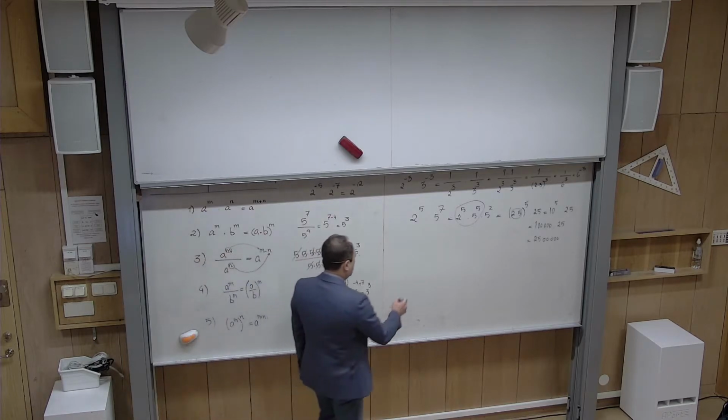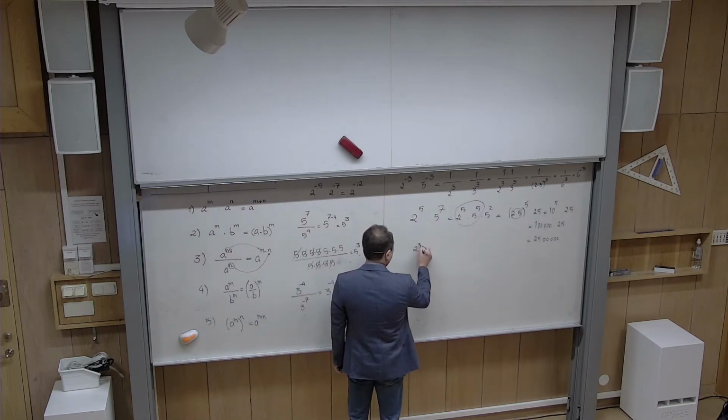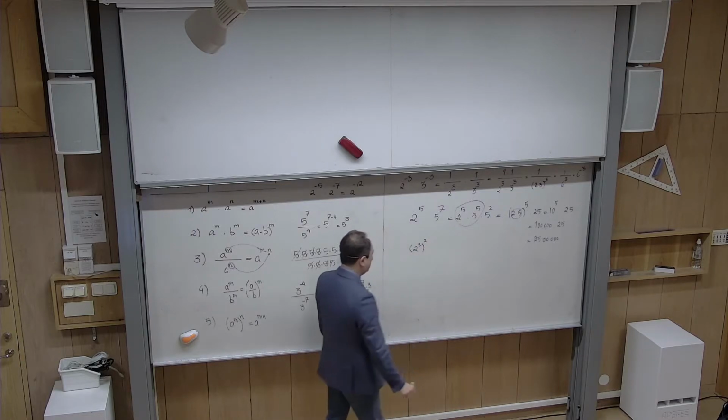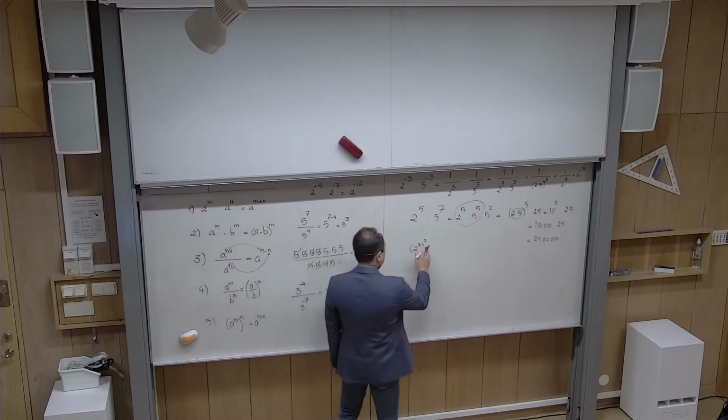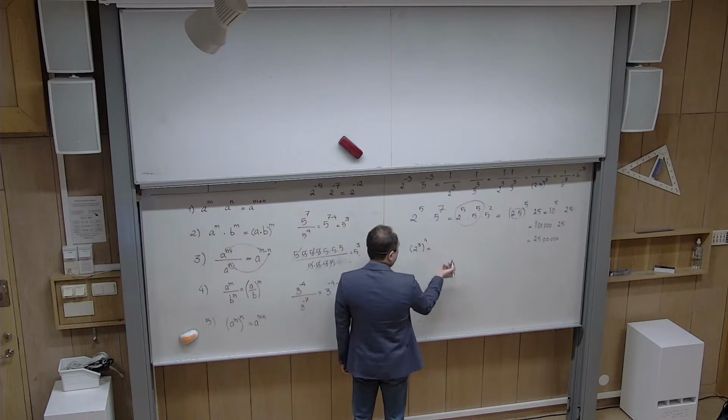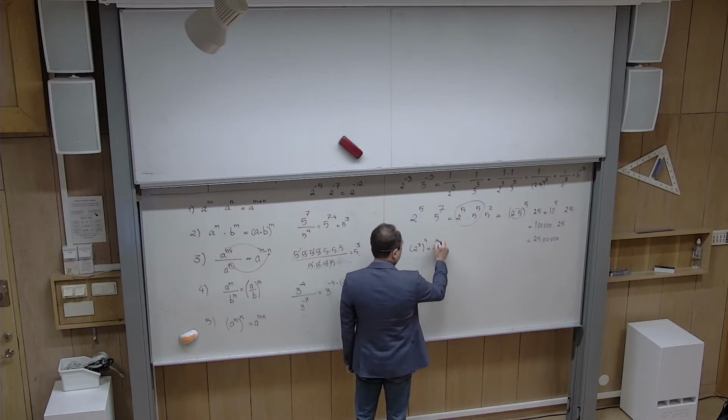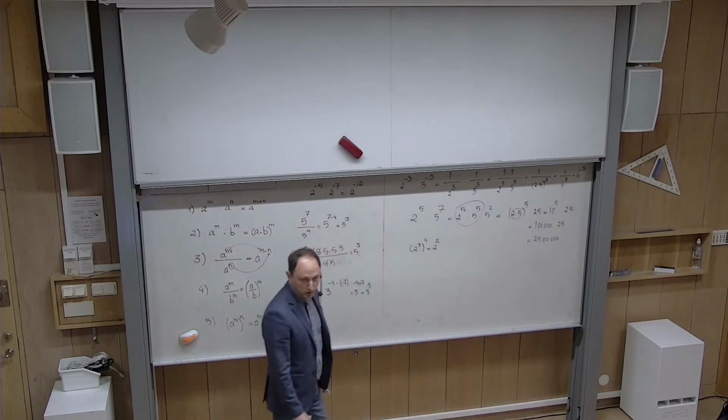For example, if I give you 2 to the power of 3 and I want to raise it to power 4. Of course, the answer you know. According to this rule, the answer is what? 2 to power? No, multiply. 12. Yes, you have to multiply in this case.